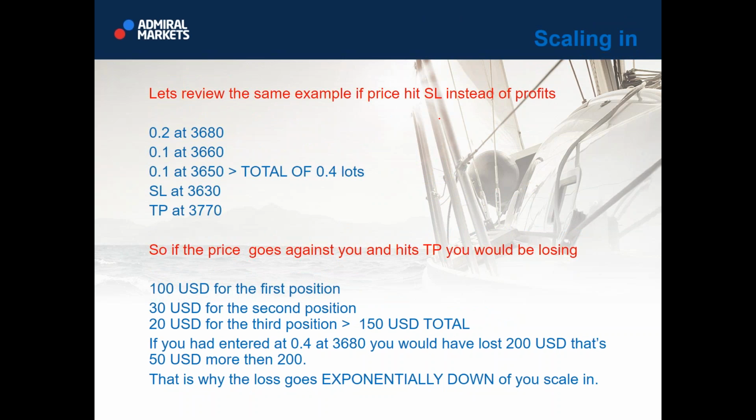So let's say the price hits the stop loss. This was your initial entry. This is an add-in, this is an add-in. So this is all scaling in, but the price, instead of profit, hit the stop loss. If the price goes against you and it hits the stop loss, you would have lost $150 instead of $200. That explains how the losses go exponentially down if you scale in.